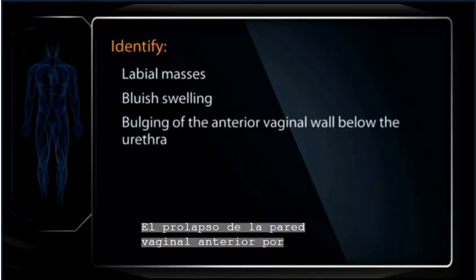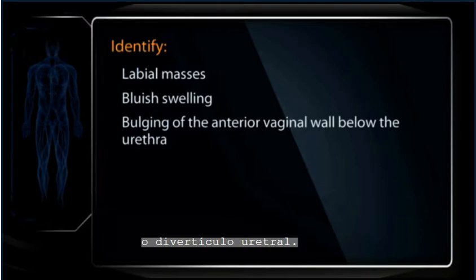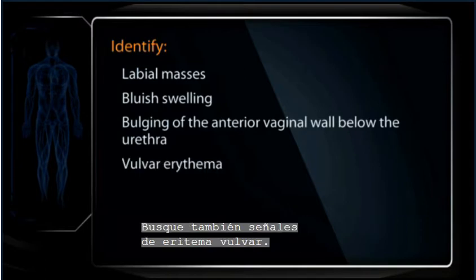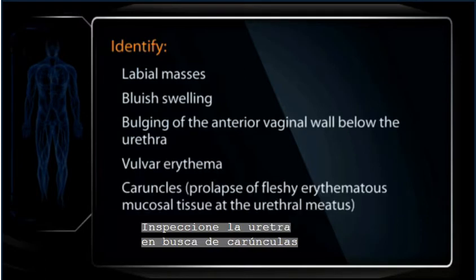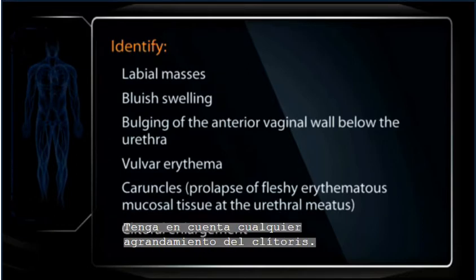Note that bluish swellings may be varicosities. Bulging of the anterior vaginal wall below the urethra may indicate a urethrocoele or urethral diverticulum. Look for any vulvar erythema. Inspect the urethra for caruncles or prolapse of fleshy erythematous mucosal tissue at the urethral meatus. Note any enlargement of the clitoris.